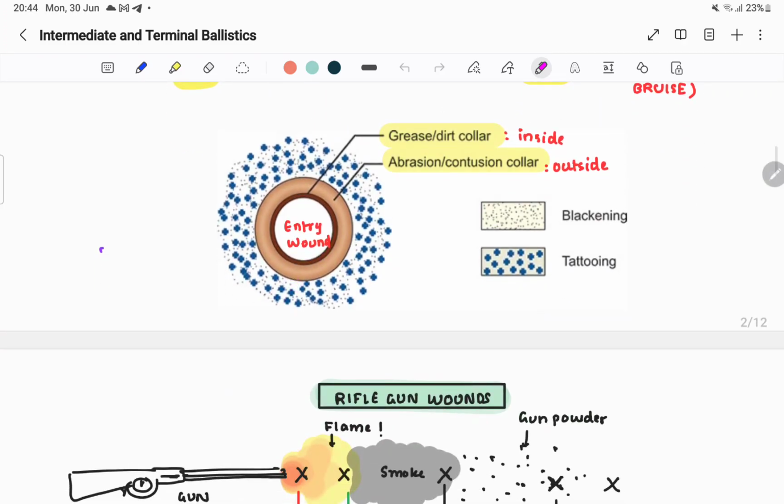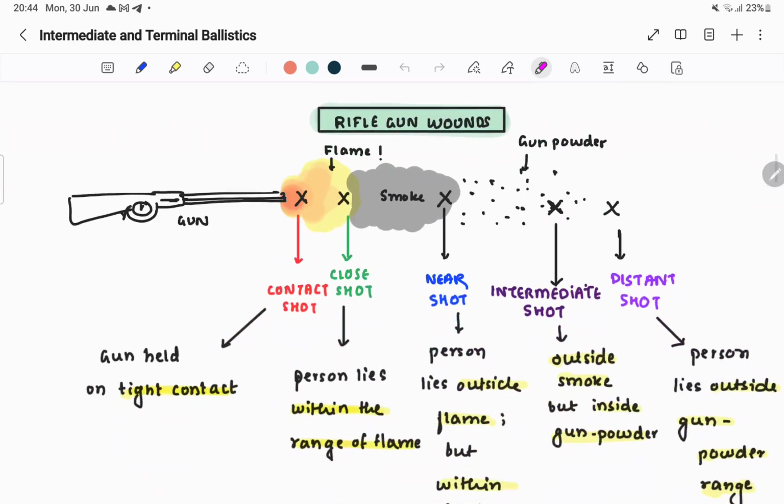So the grease collar you can see here in the picture: grease collar, dirt collar inside and abrasion collar outside. And you can see blackening and tattooing also. These black particles of smoke are blackening, and when they are deposited inside the tissues, that is tattooing.